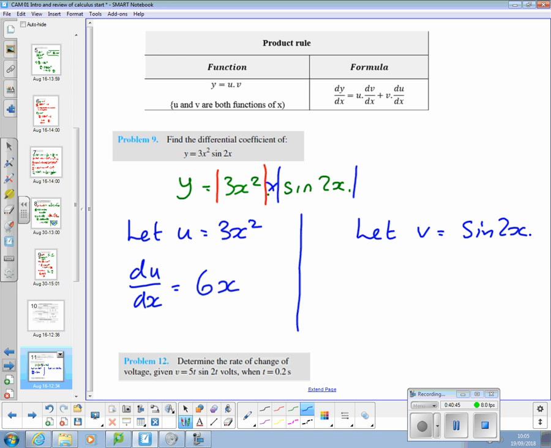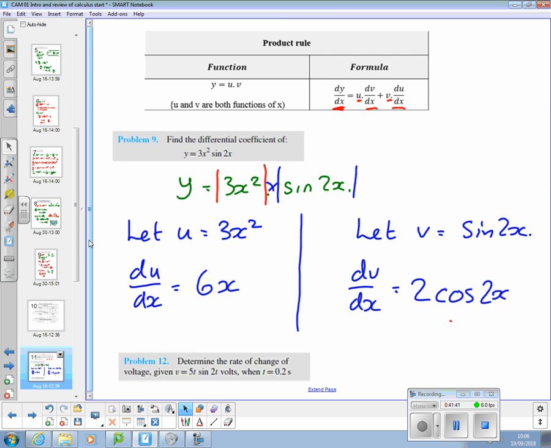And differentiate v is equal to sine 2x. dv by dx is equal to 2 cos 2x. What we've done there is we've now assembled everything we need for this formula. dy by dx is what we're trying to find. We've said what u is. We've calculated what dv by dx is. We've said what v is. And we've calculated du by dx.